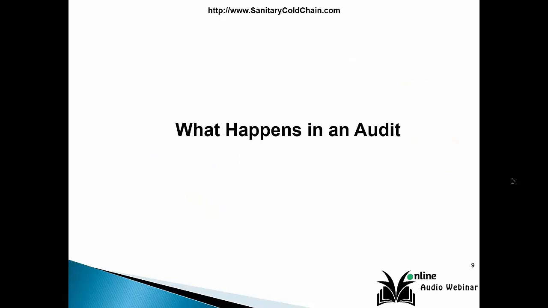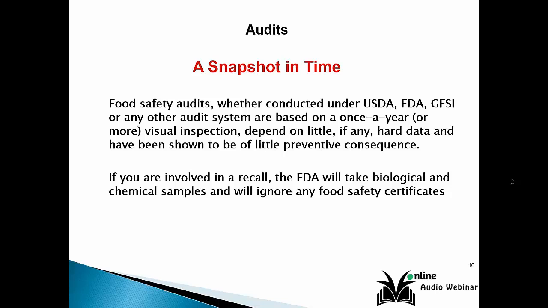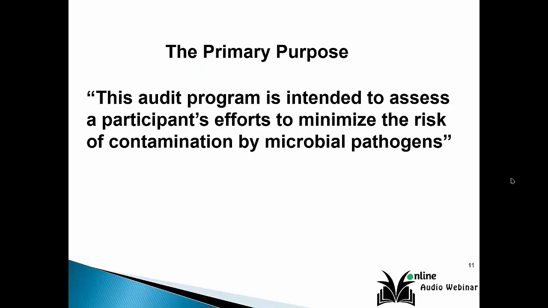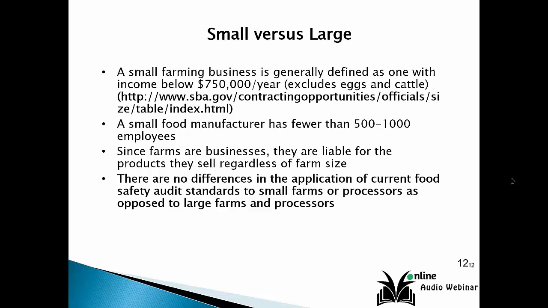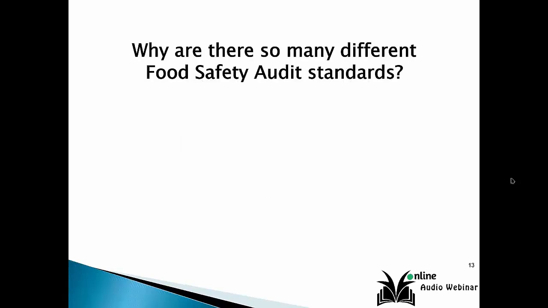So let's talk about an audit for a minute. If you're involved in a recall, the FDA will take biological and chemical samples and will ignore any food safety certificates. The audit program is intended to assess a participant's efforts to minimize the risk of contamination by microbial pathogens. There are some requirements for small farmers versus big farmers. There's no difference in the application of current food safety audit standards to small farms or processors as opposed to large farms and processors. So why are there so many different food safety audit standards?